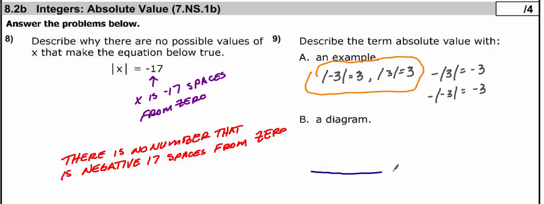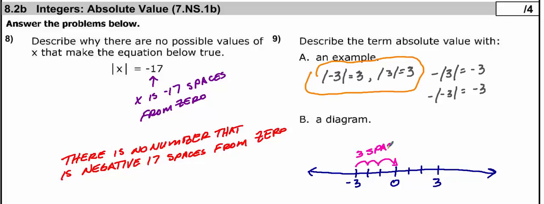In terms of a diagram, we would use a number line. We'll place 0. We'll place negative 3. We'll place positive 3. Let's put some numbers in between, some intervals in between. And we would say that this is 1, 2, 3 spaces, which explains why the absolute value of negative 3 is 3. It's 3 spaces away. And 3 is also 3 spaces. That's why the absolute value of 3 is also 3. Okay, on to the last part.